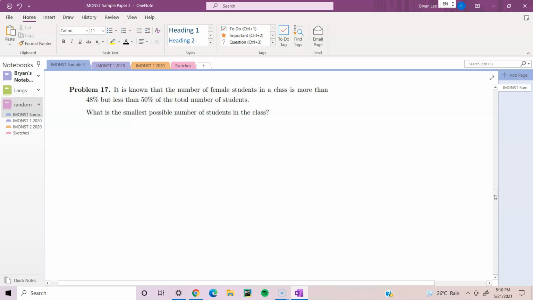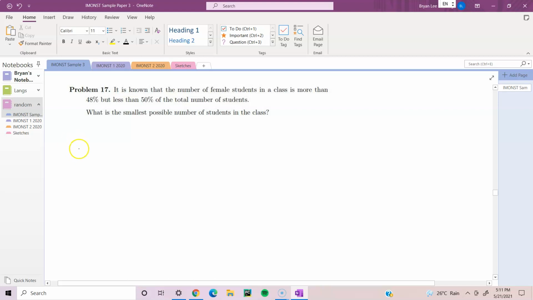It is known that the number of female students in the class is more than 48% but less than 50% of the total number of students. What is the smallest possible number of students in the class? Now, between 48 and 50% doesn't necessarily mean it's 49%. It could be 48.67%. It could be 49.73%. It could be a decimal.